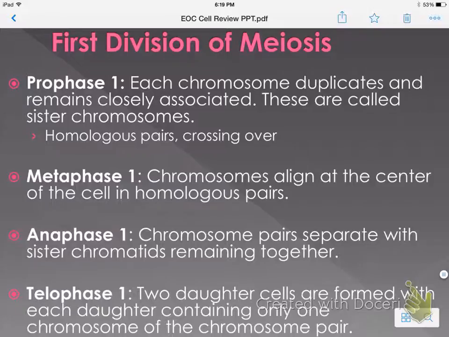So the first division of meiosis, we have prophase 1, metaphase 1, anaphase 1, telophase 1. You might want to pause here and read through each of these and maybe kind of do a little sketch in your mind of what it looks like.